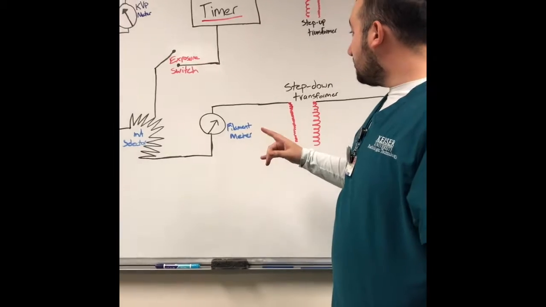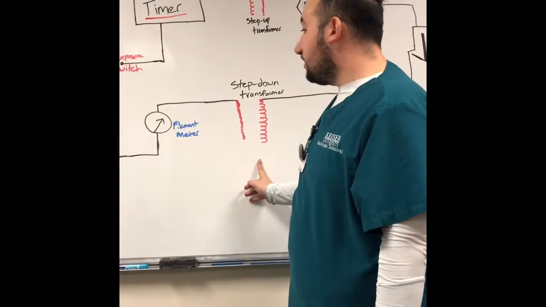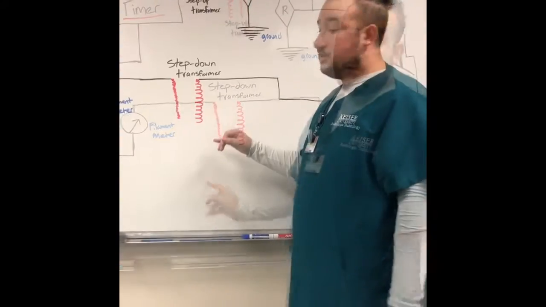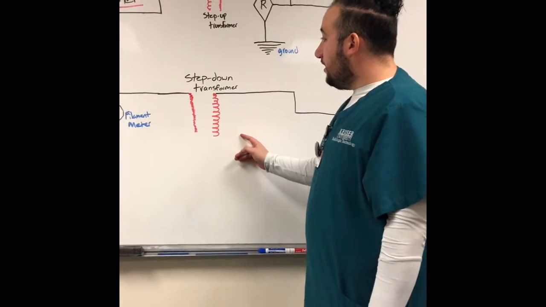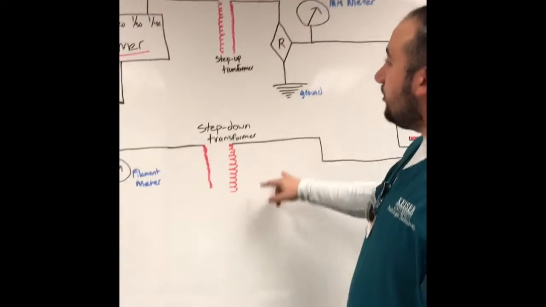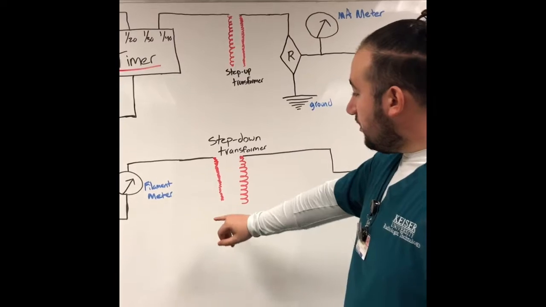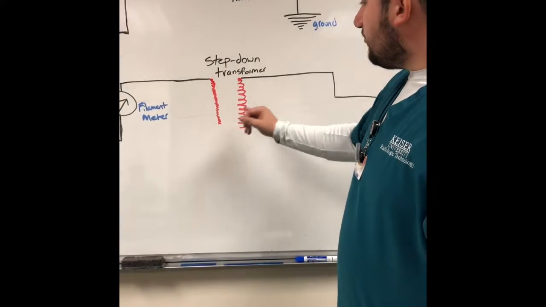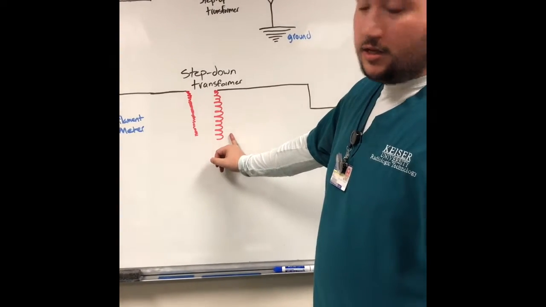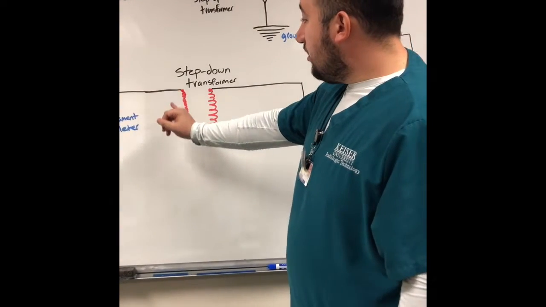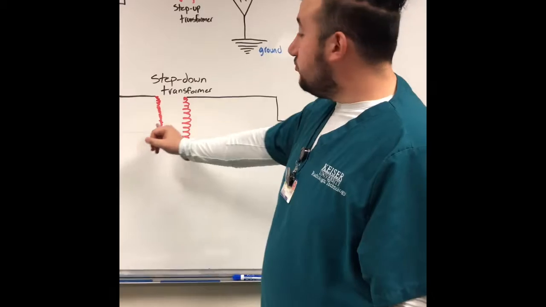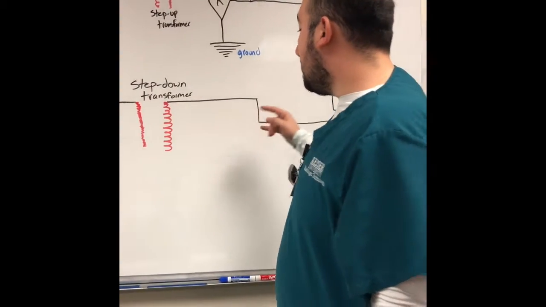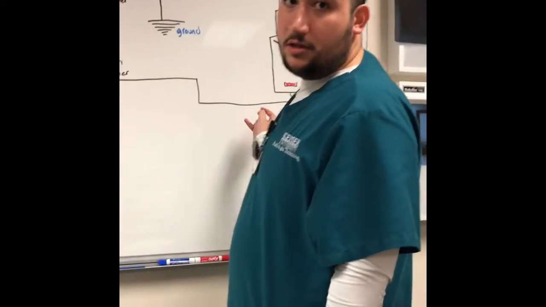Next, we're going to talk about the step-down transformer, which is the last part of the filament circuit. The step-down transformer is the opposite of the step-up transformer. The number of coils in the primary has more turns than the number of turns in the secondary. So it takes high voltage and turns it into the low voltage that's needed to supply the filament, which is over here.